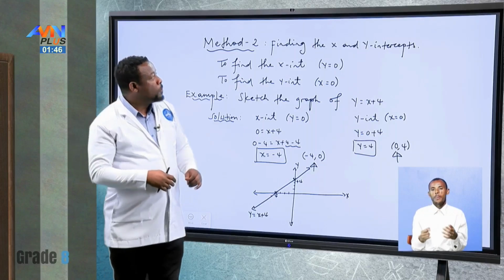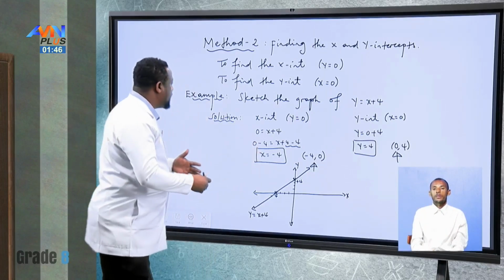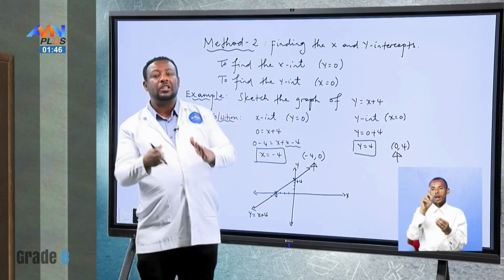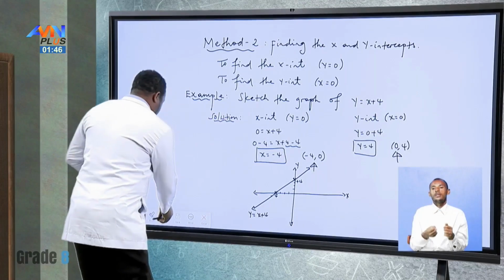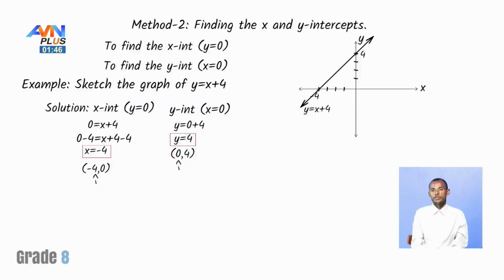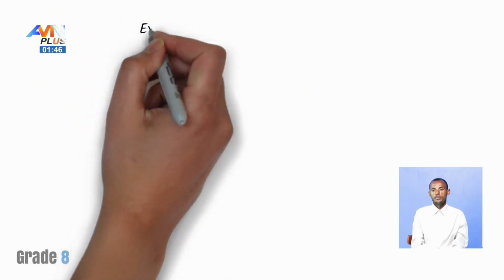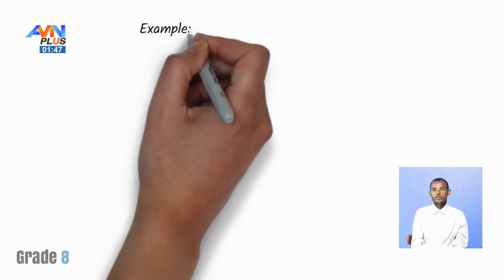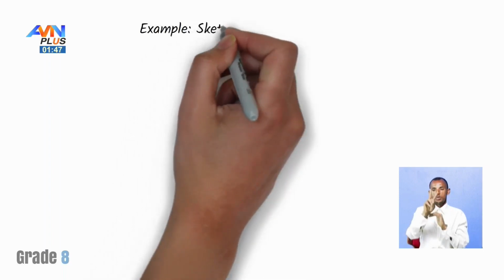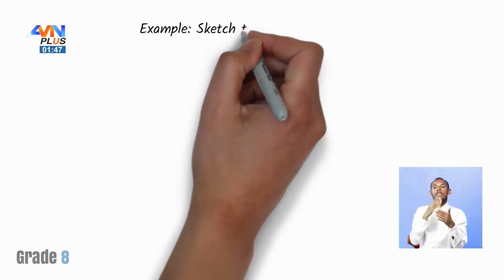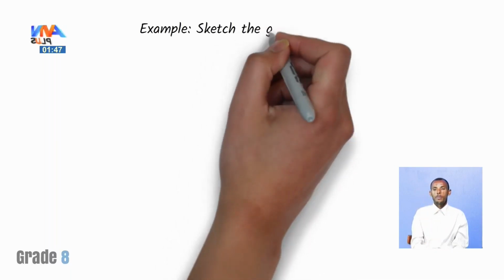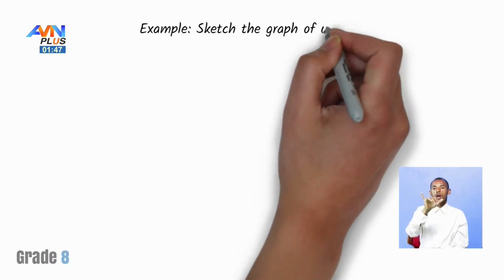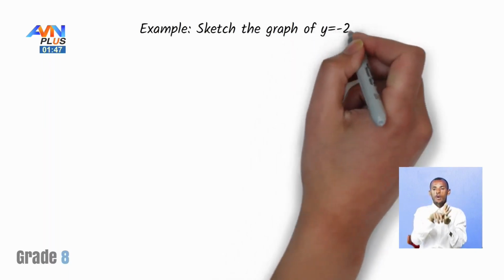Okay, so this is the first example. Let me add one more example regarding method 2. Sketch the graph of y is equal to minus 2x plus 4.